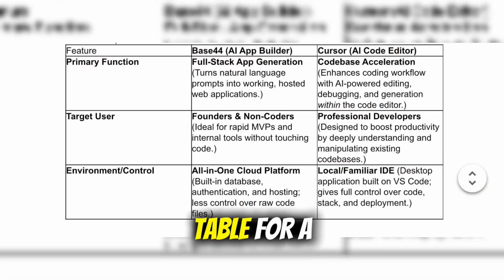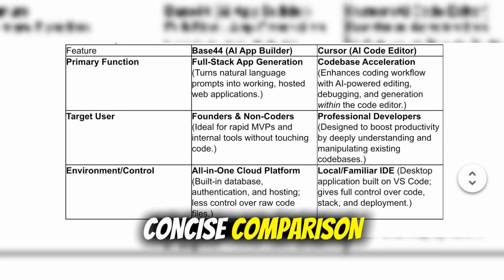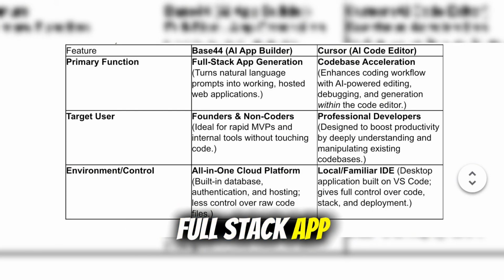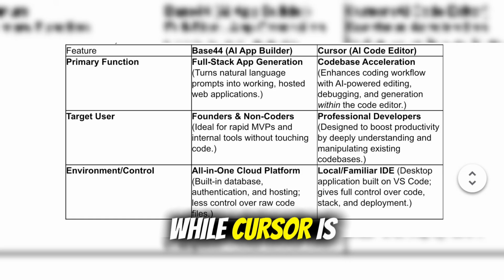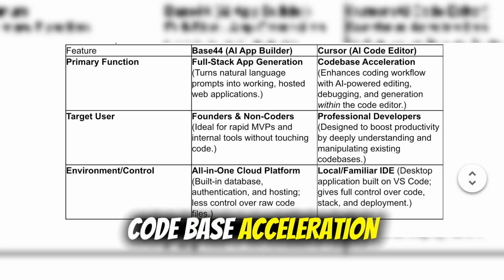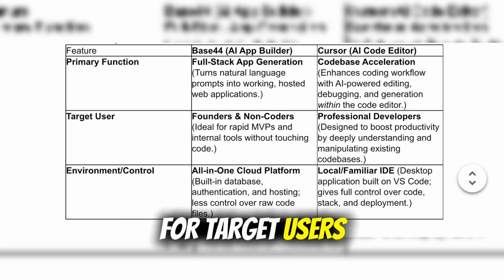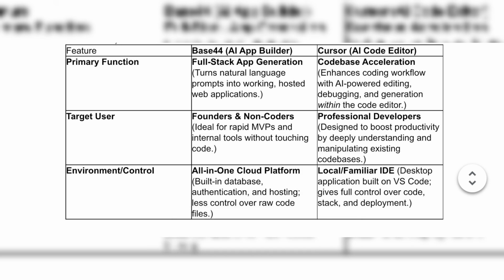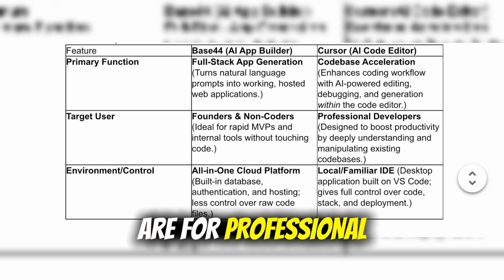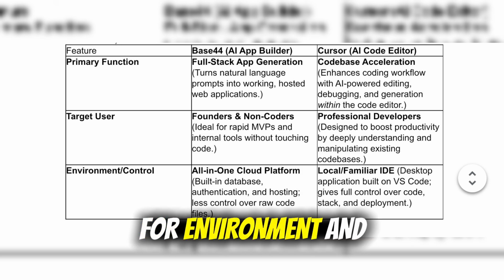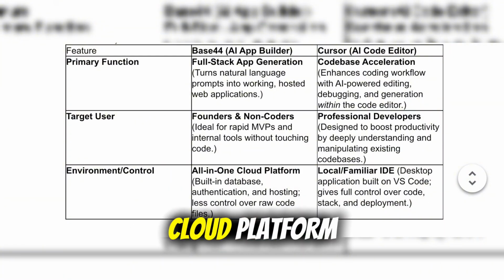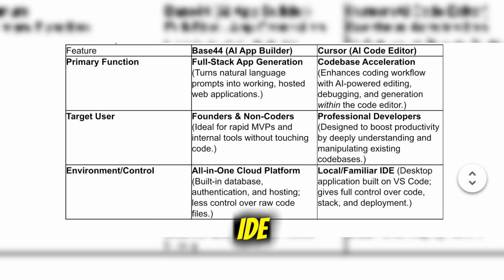Now, here's a table for a concise comparison. For primary function, Base44 is full stack app generation, while Cursor is code-based acceleration. For target users, Base44 is for founders and non-coders, and Cursor is for professional developers. For environment and control, Base44 is an all-in-one cloud platform, while Cursor is a local or familiar IDE.